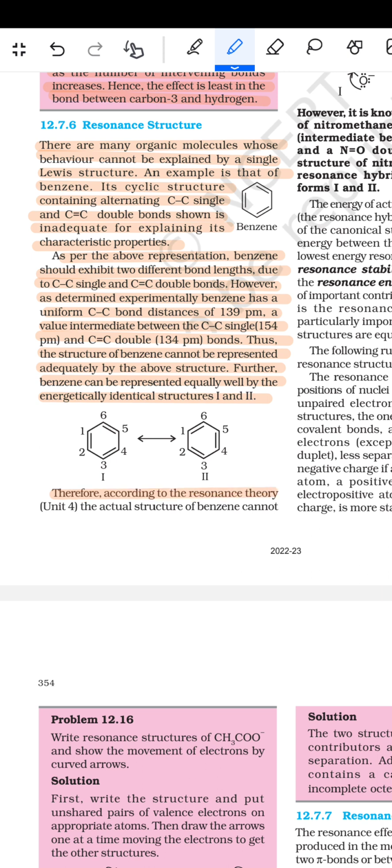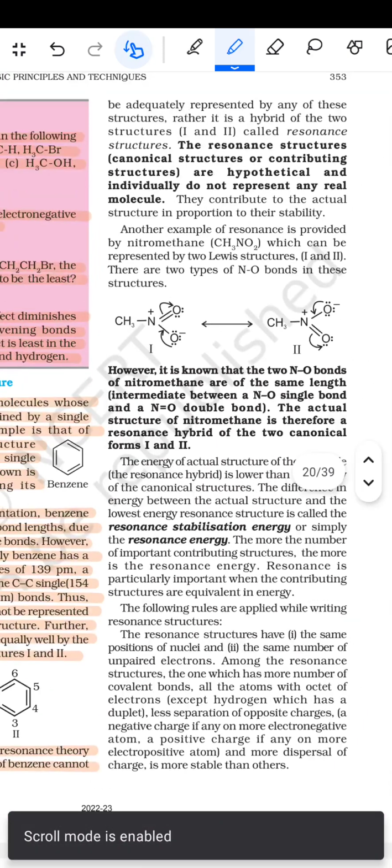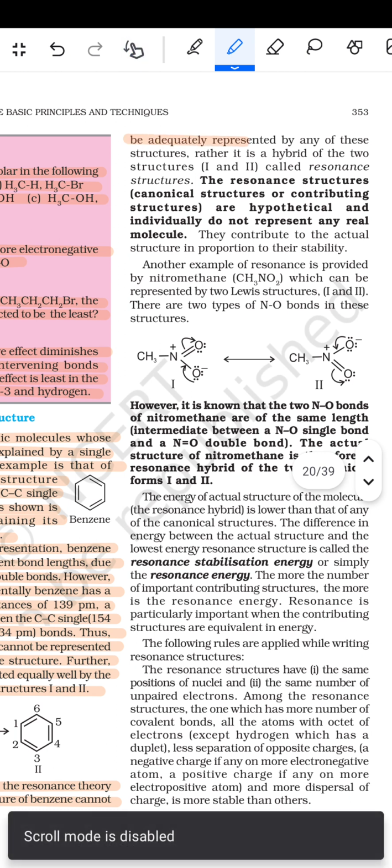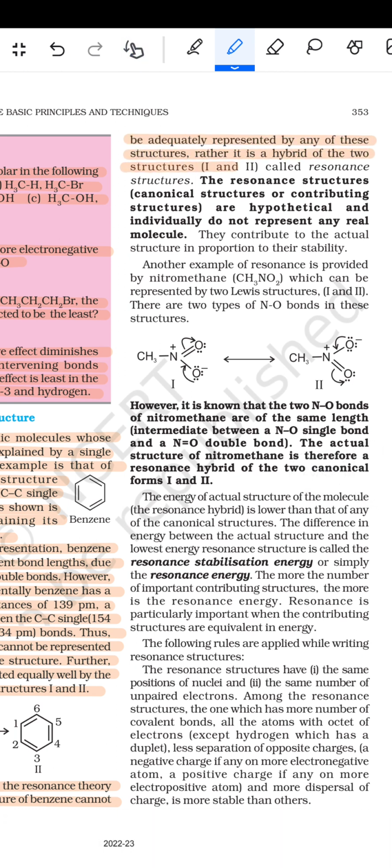Therefore, according to the resonance theory (unit 4), the actual structure of benzene cannot be adequately represented by any of these two structures. Rather, it is a hybrid of the two structures 1 and 2, called the resonance structure. The resonance structures, canonical structures, or contributing structures are hypothetical and individually do not represent any molecule. They contribute to the actual structure in proportion to their stability.